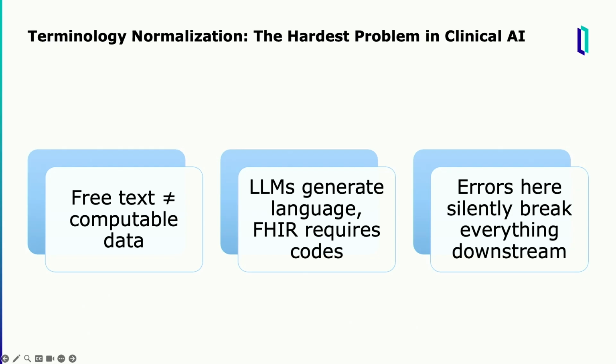Terminology resolution normalization is difficult because it's not just a lookup problem. It is a semantic resolution under uncertainty problem. The system has to interpret what the user meant, map that meaning into the right vocabulary, and do so in a way that preserves clinical intent. That is why this often becomes the intelligence bottleneck in an agentic FHIR system.